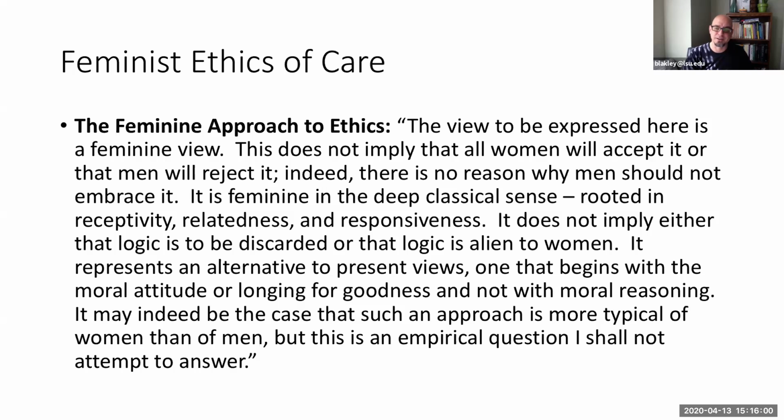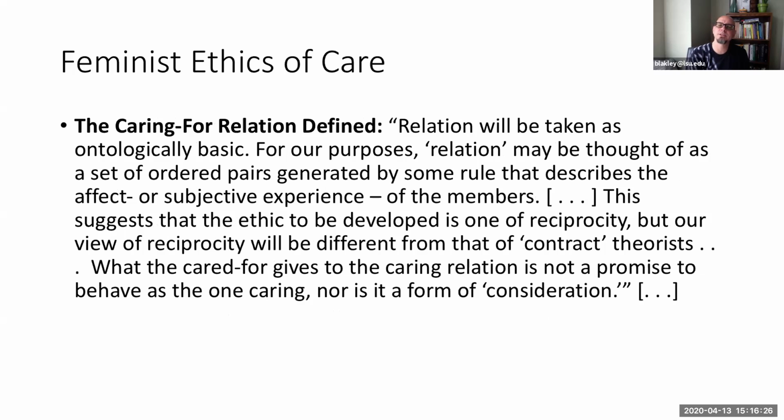The social science here is an interesting issue, whether or not there is a statistical difference in the way that men typically approach moral problems versus the way women do. And so she's dealing not with that social science issue here, she's dealing with the conceptual work here. Whereas Gilligan was more focused on the empirical issue, Noddings here is focused on the more conceptual side of the theorizing here. So she says, relation will be taken as ontologically basic. For our purposes, relation may be thought of as a set of ordered pairs generated by some rule that describes affective or subjective experience of its members.